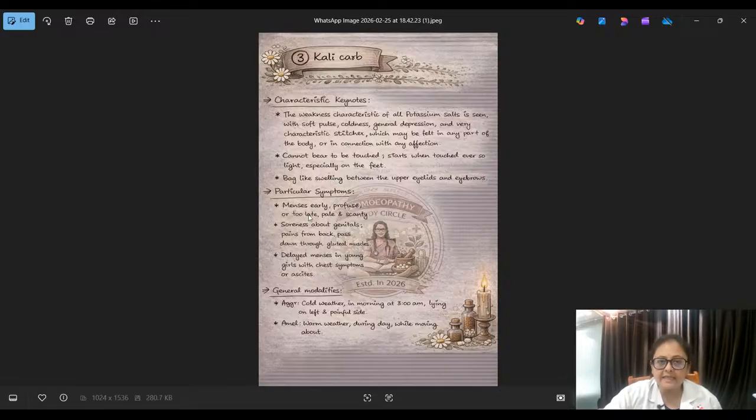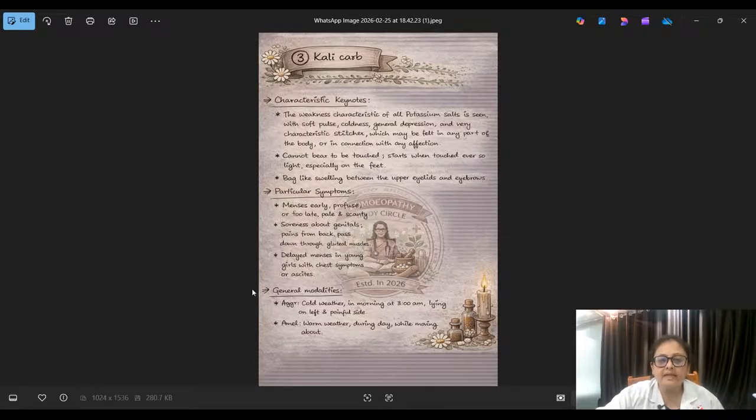Menses, if it is early, it is profuse, or if it is late, it is pale and scanty. Okay. Soreness about genitals, pain from back passing down through the gluteal muscles. So pain from back, that is from sacrum to pubis, is Sabina. So pain from back going into gluteus, that is buttocks, is Kali carb.